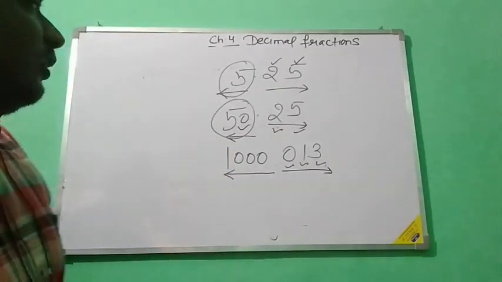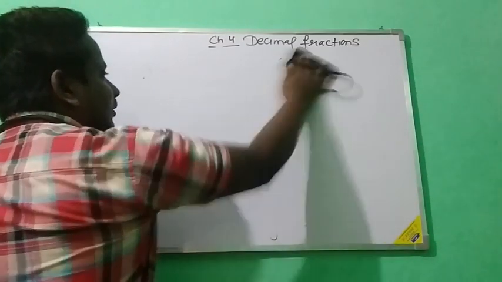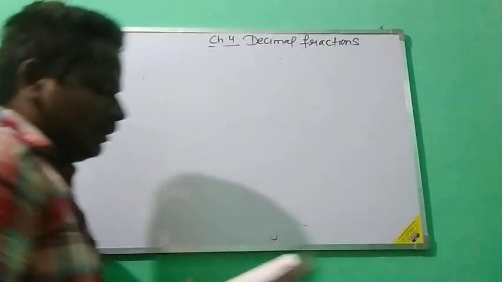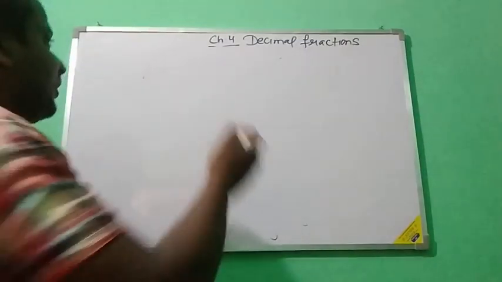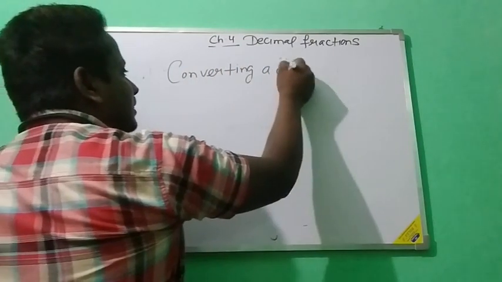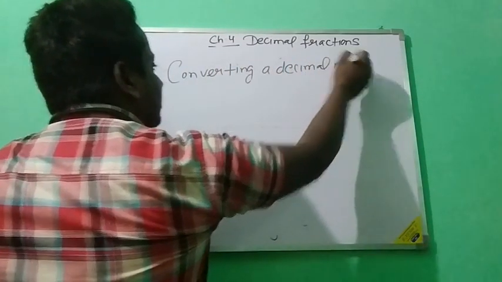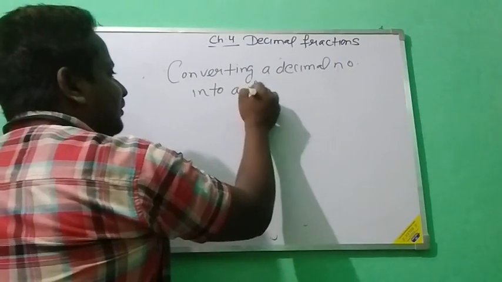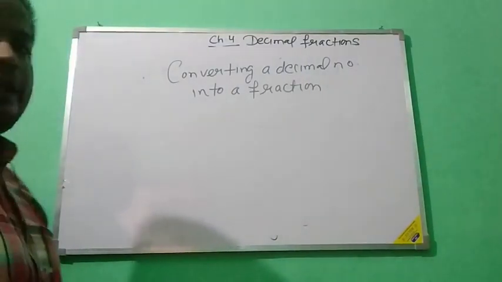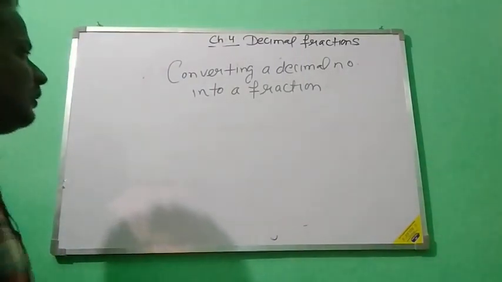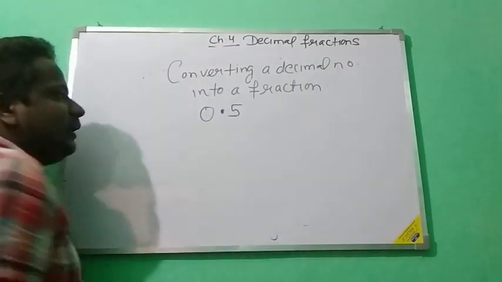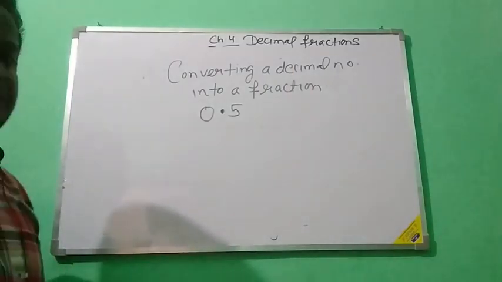Let's move forward. What are the more topics in your book? Converting a decimal number into a fraction. How will we convert a decimal number into a fraction? Take one example. Suppose 0.5. I need to convert this number into a fraction.